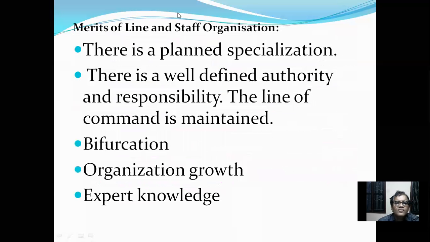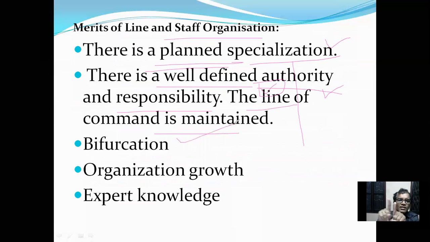Now coming to merits of line and staff organization, there is planned specialization. Two kinds of structures can be seen: line managers and staff managers. Staff will provide advice to the line managers, so it is a planned organization. There is well-defined authority and responsibility. The line of command is maintained in line and staff organization. There is a bifurcation: line organization is there, and staff organization is there. In coordination, they will try to achieve the organizational objectives. It leads to organization growth. The staff's expert knowledge can be used for the development of the organization.